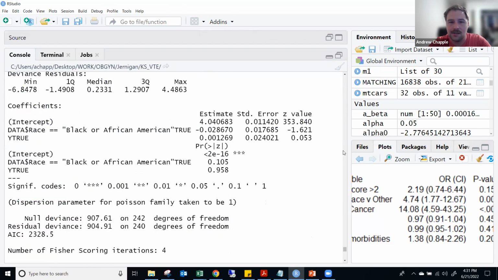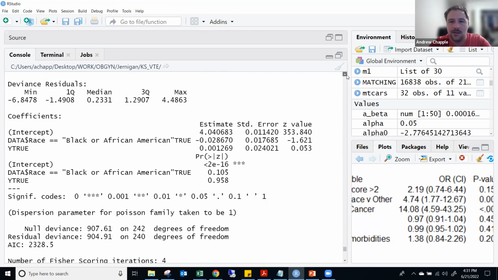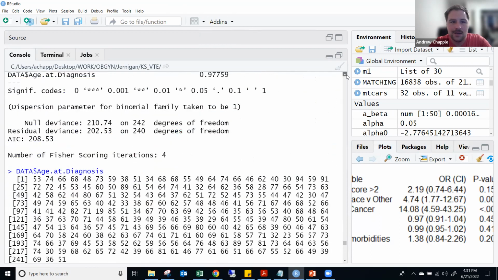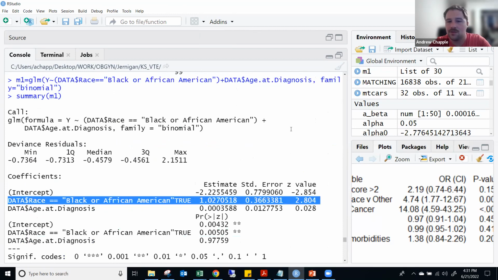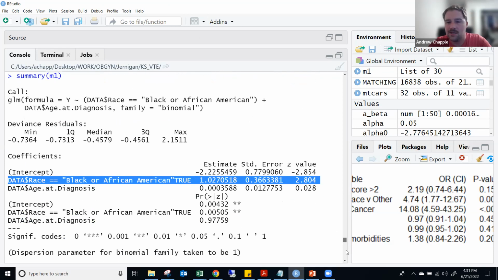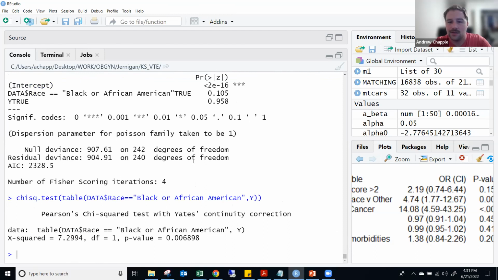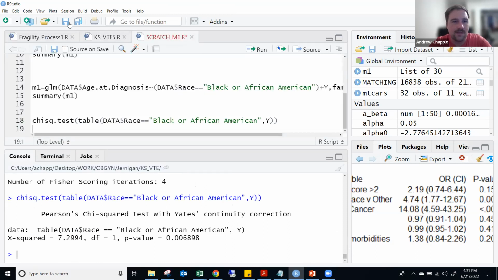And we also saw that in the logistic regression, right? In the logistic regression that I looked at, African-American patients had a significantly increased risk of VTE. So there is a dependency there, and you can see that in the chi-squared test as well. Okay, that's it for today. This is going to be the help for the 6th homework, so please watch this lecture.